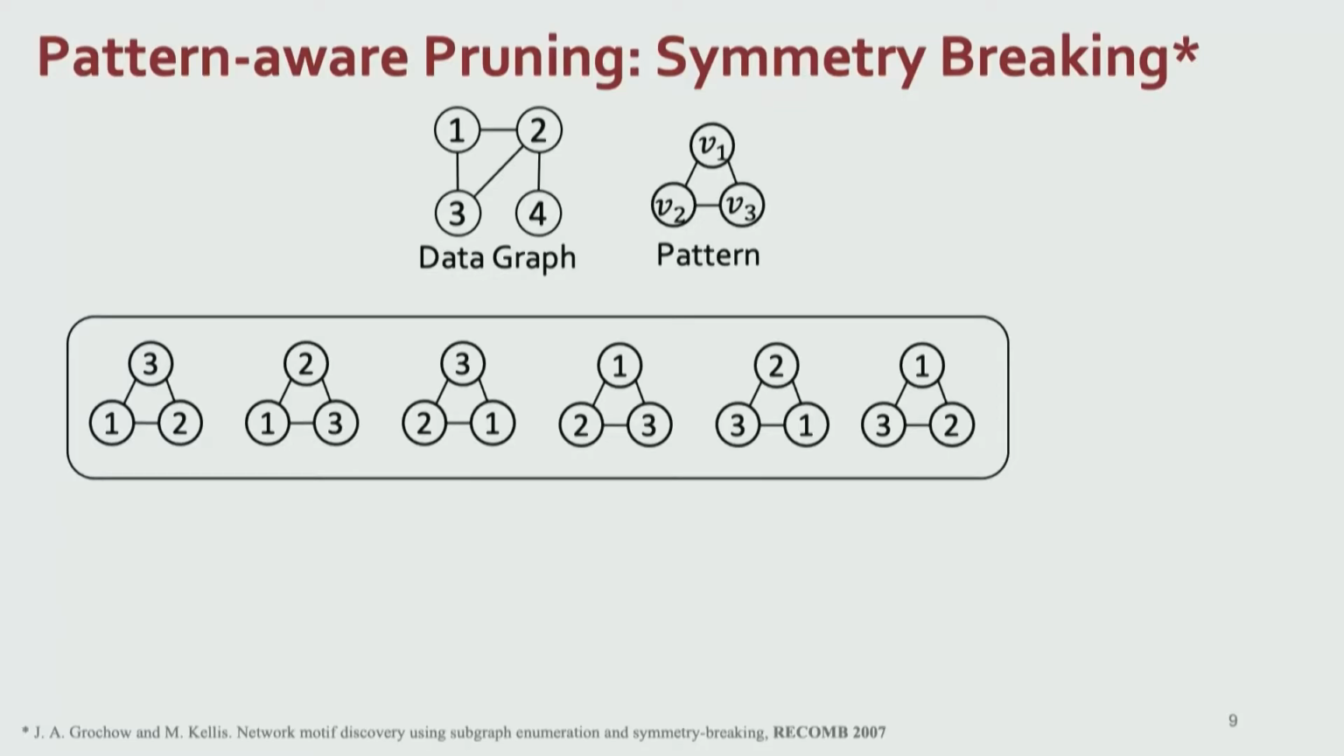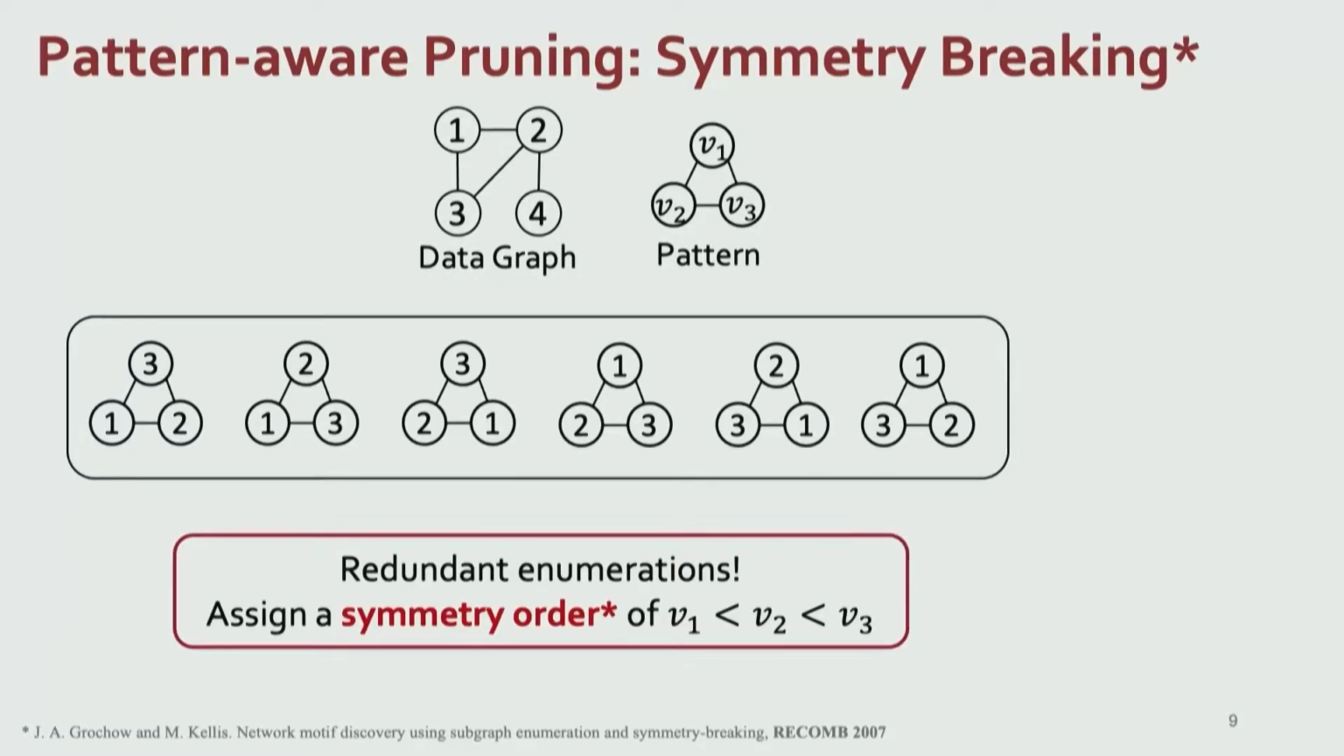But during the subgraph tree search, this triangle will be found 6 times. This is because we can perform the search in different orders. And to avoid this redundant enumeration, we can enforce an ordering between the vertices, which is called the symmetry order. So for this triangle pattern, we can define the symmetry order in this way.